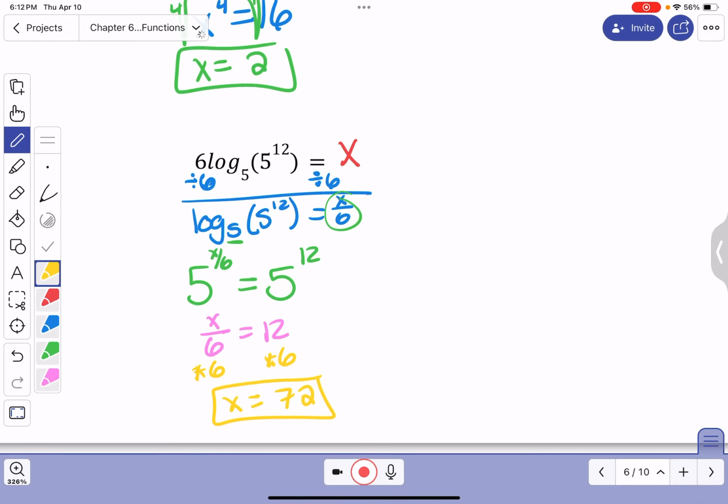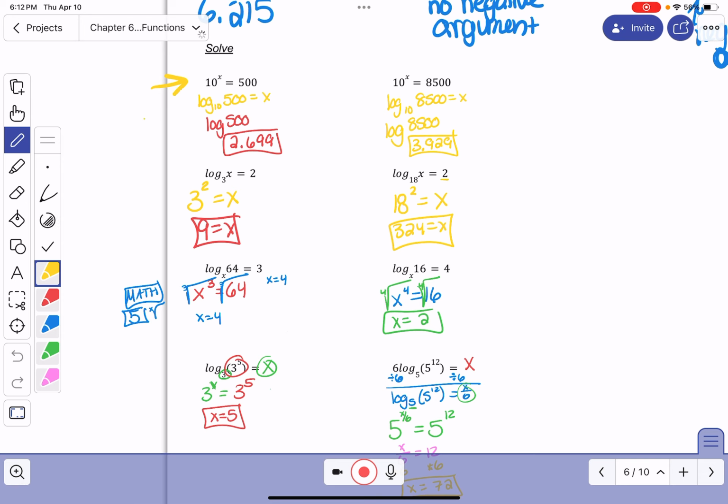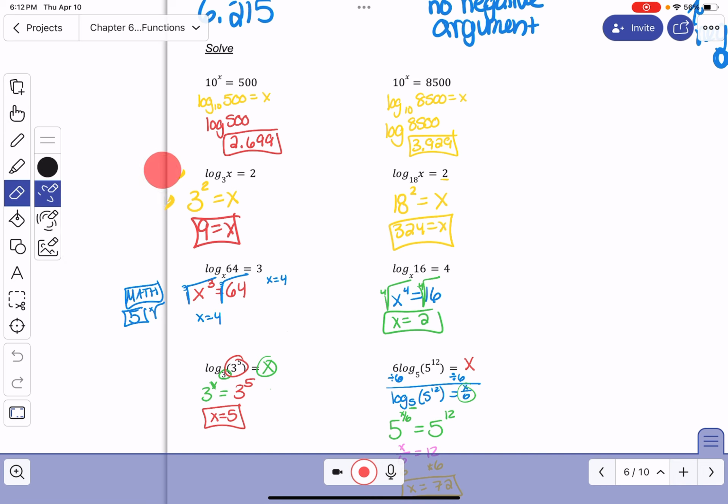So that's just how you can go back and forth between exponential form and logs, or between logs and exponential form, to solve for x in a few different ways. That is section 6.3. Let me know if you have any questions.